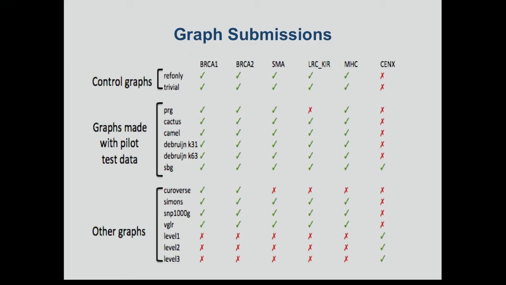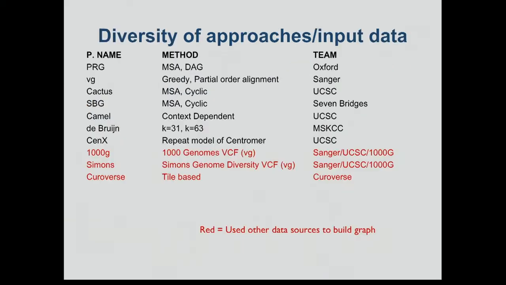The regions that we chose to look at are the BRCA1 gene and the BRCA2 gene. These are the most famous genes for breast cancer susceptibility. The SMA region, this is a spinal muscular atrophy region that's quite complicated in terms of its duplication and rearrangement structure. The KIR region, which is a killer cell immune associated region, also very complicated in terms of copy number, and the major histocompatibility complex region. We are starting to do the centromere, but I won't be talking about that.